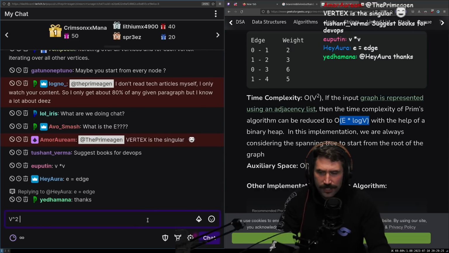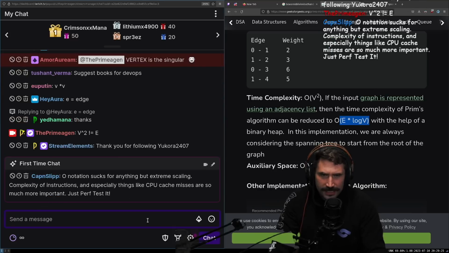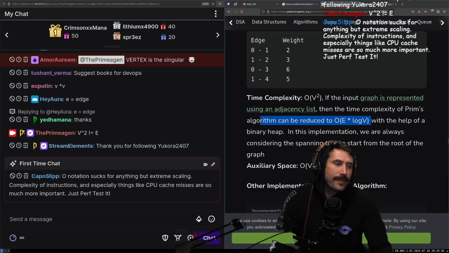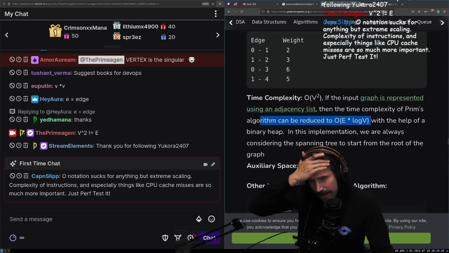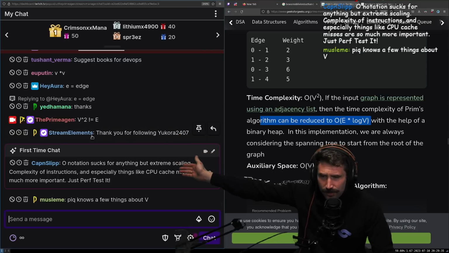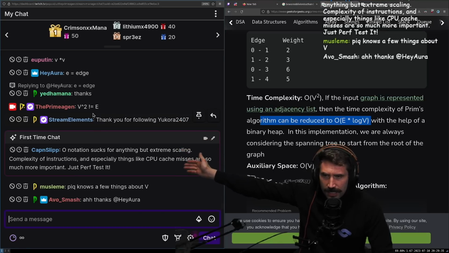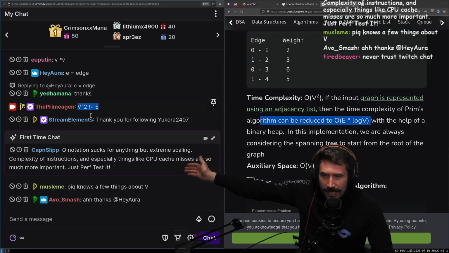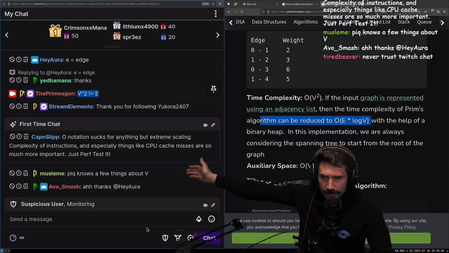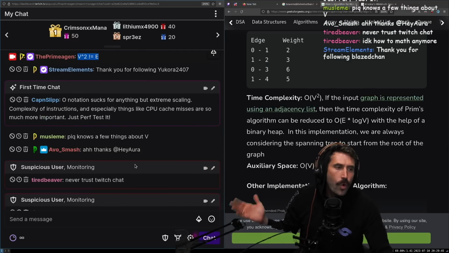I don't believe you guys. V squared cannot equal E, because then this statement makes absolutely no sense. Now I'm going to have to go look this up. Is that true? I'm trying to think of why that is true, and I can't think of a reason why V squared equals E. Because then this makes literally no sense. There's no way.